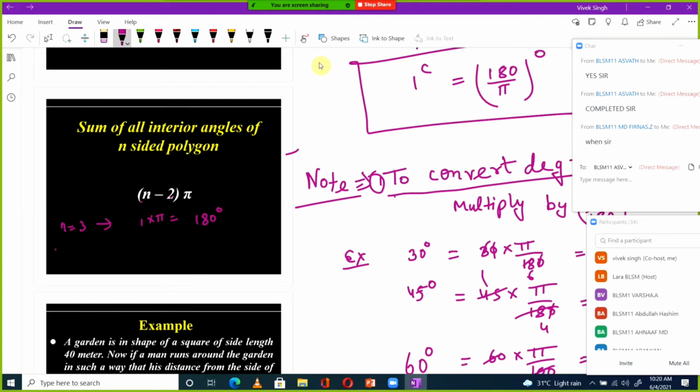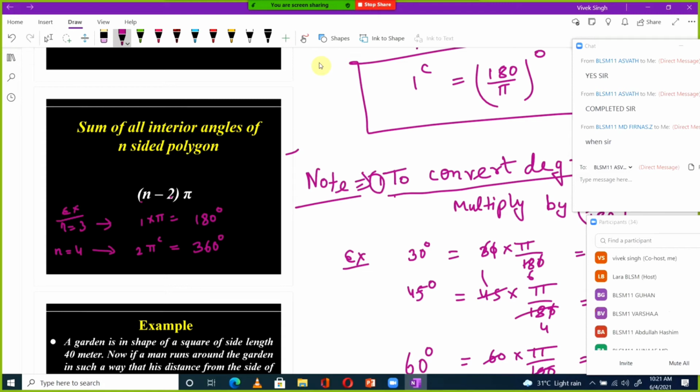Similarly, if you want to take any quadrilateral with four sides, like rectangle, square, rhombus, anything, what will that be? 4 minus 2 will be 2 pi. 2 pi is in radian; in degree we can write it as 360 degree. So the sum of interior angles of any quadrilateral will be 360 degree. Please copy this formula.